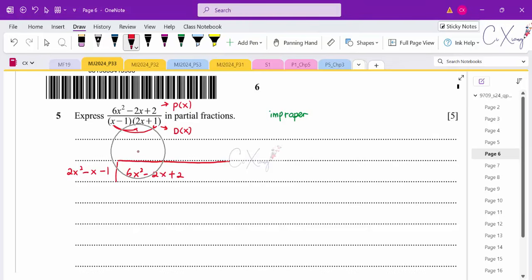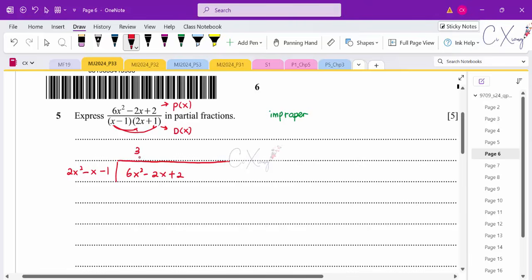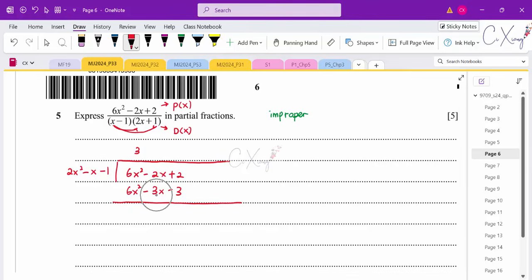So try to think of something to multiply with 2x squared to get 6x squared. The something here should be a 3. So 3 multiplied with 2x squared, you have 6x squared. Then 3 multiplied with negative x, you have negative 3x. And also 3 multiplied with negative 1, you get negative 3. Alright, then after that, you take the terms on top minus the terms at the bottom. So you're having 1x, and then 2 minus negative 3, you get a 5.